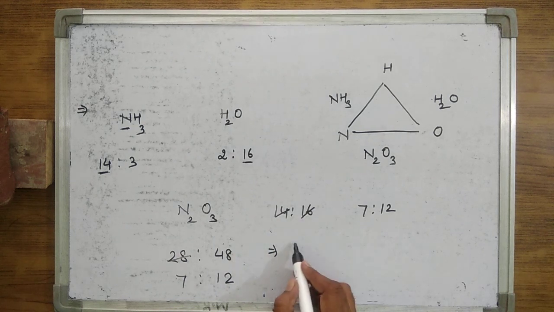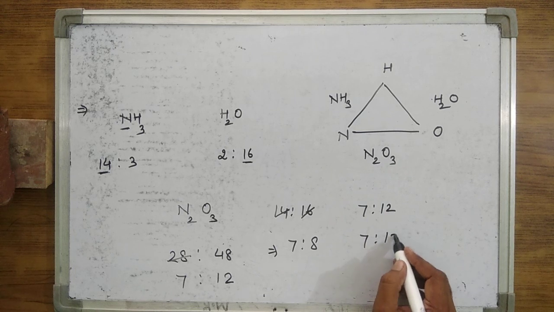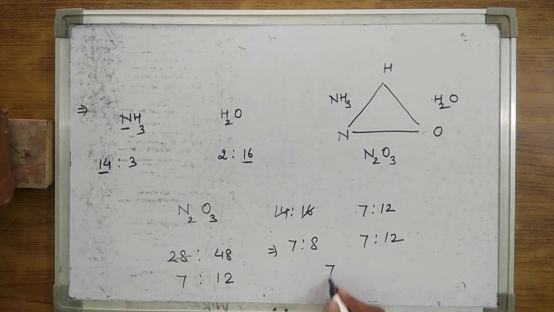This is 7 by 8 divided by 7 by 12. They are multiples of 7, 8 and 12. 4 twos are 8 and 4 threes are 12. They are in the simple ratio 2:3. Hence it is proved. This is according to the law of reciprocal proportions.